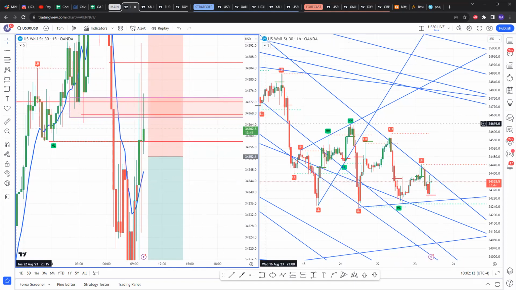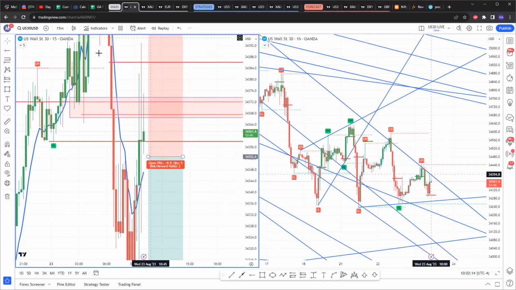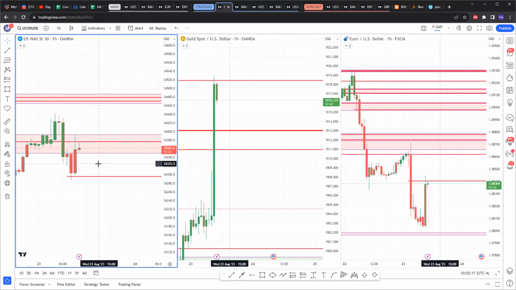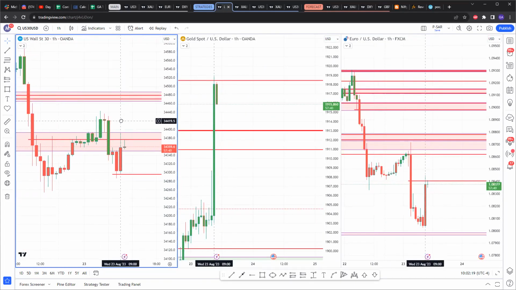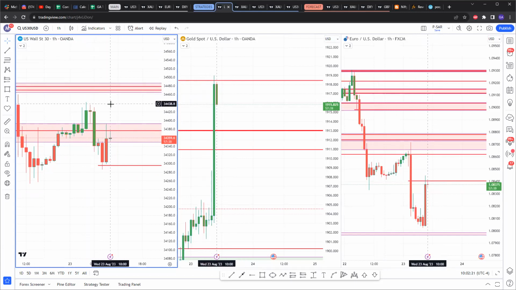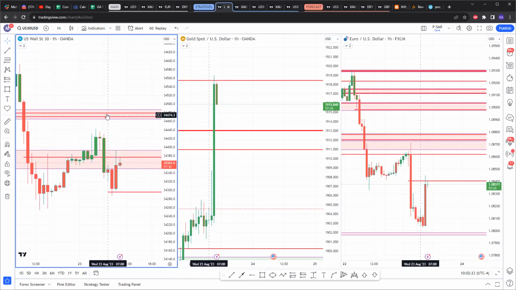So I am bearish on US 30 on the daily time frame. That's all I need to know. Now, on the hourly time frame, the only entry for double SAR is right here, all the way up here. Price is so far away from that zone.